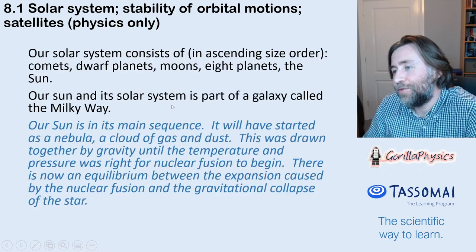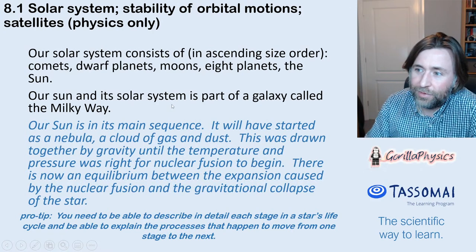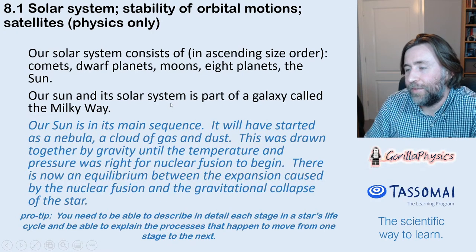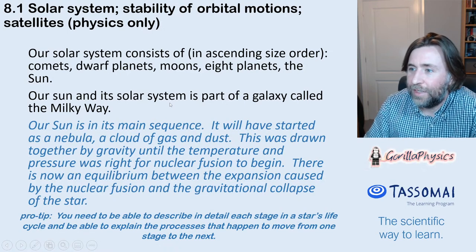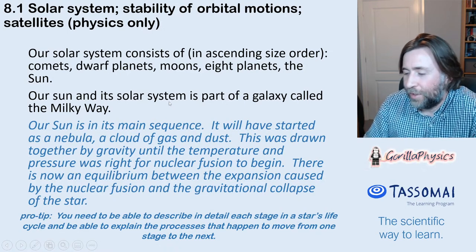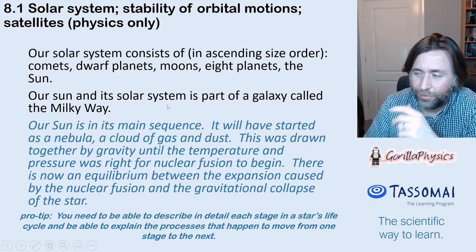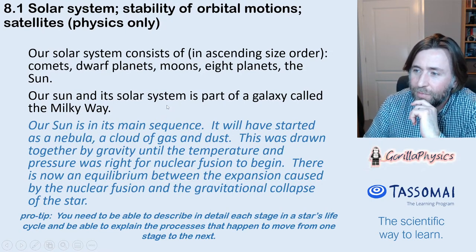Okay, so first of all, in the solar system, our solar system consists of comets, dwarf planets, moons, eight planets, and the sun, and that's in ascending order of size. Now, you could have a dwarf planet bigger than a moon and a moon bigger than a dwarf planet, so those two could be interchangeable.